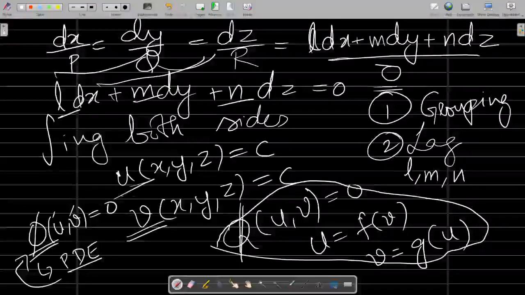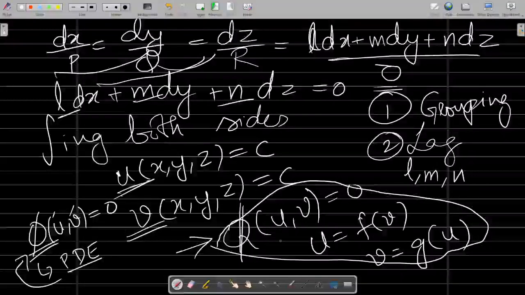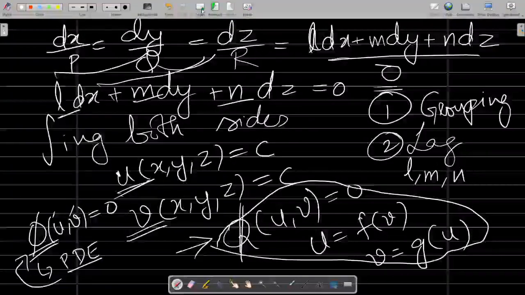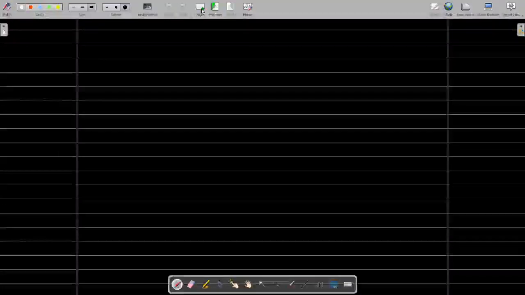So you have now found u and v, and the final solution will be phi of u, v equal to 0, or u equal to phi of v, or v equal to phi of u. In any of these three forms you can write the solution. Now we will move on to solving a problem.